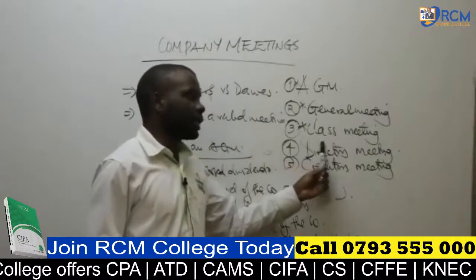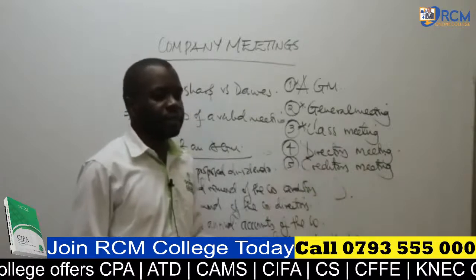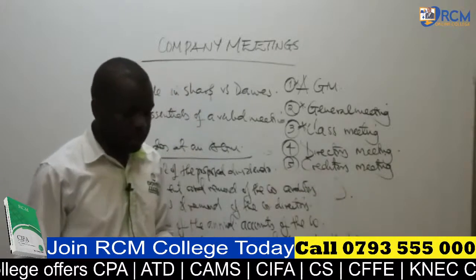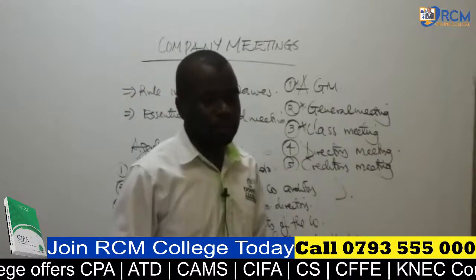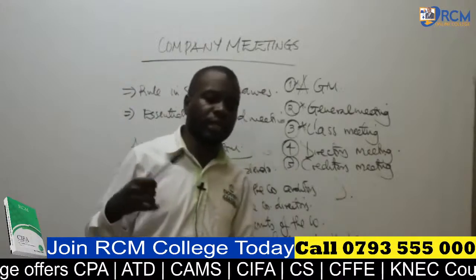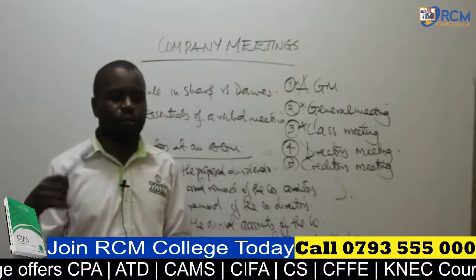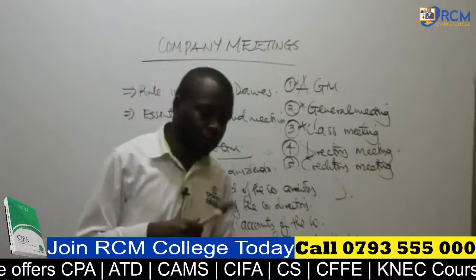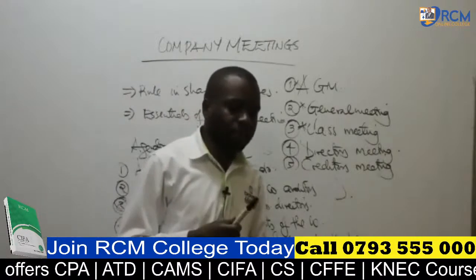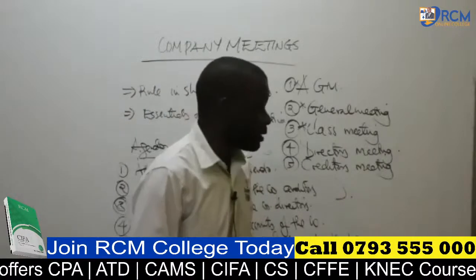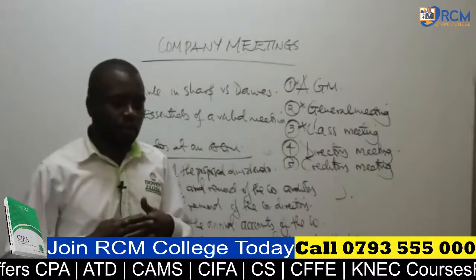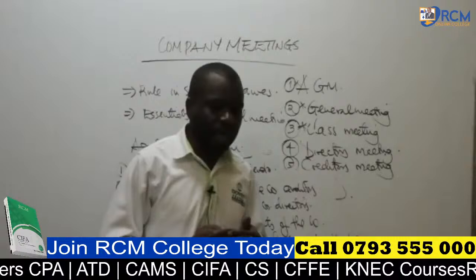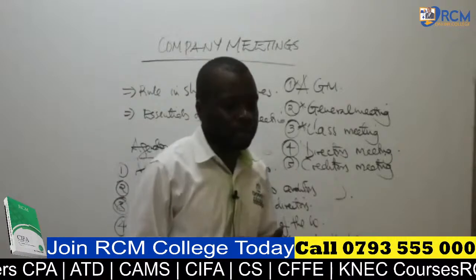When we talk about a class meeting, it simply means a meeting held, for example, by all the ordinary shareholders of the company. They have not involved the other shareholders in other classes, like, for example, preference shares. If those members who hold preference shares in a company hold a meeting, it will be termed a class meeting.